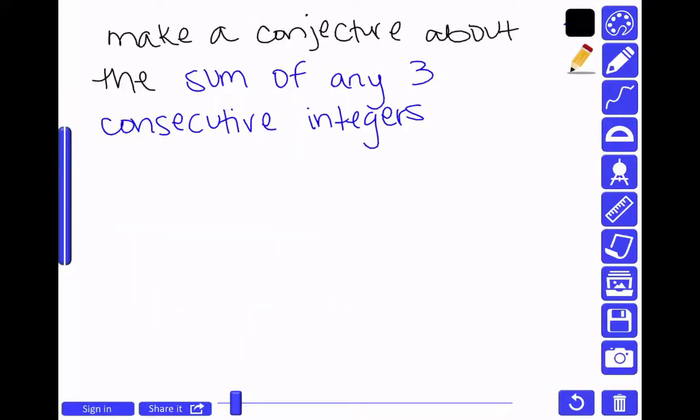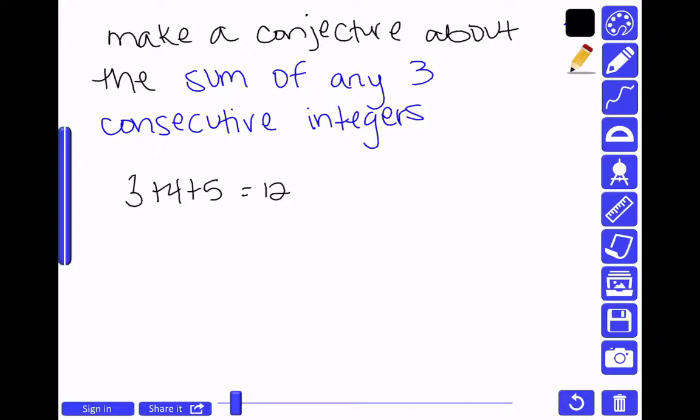So here we're being asked to make a conjecture about the sum of any 3 consecutive integers. Consecutive means one after the other. Integers are the positive and negative whole numbers. So let's just try some examples. Again, I need to make a conjecture, so I need some observations. So if I add 3 plus 4 plus 5, 3 plus 4 is 7, 7 plus 5 is 12.